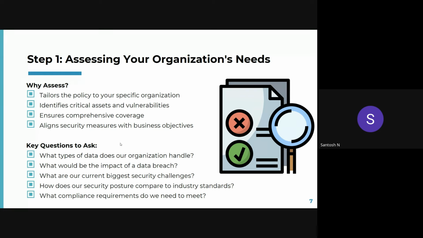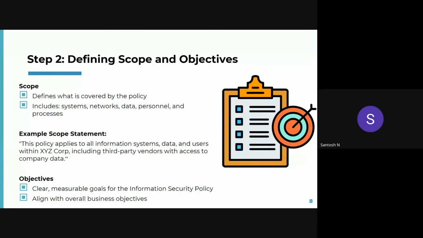So step one, assess your organization's needs. Step two, define the scope and the objectives. What is the policy trying to cover? You write the scope and you write the policy statement.